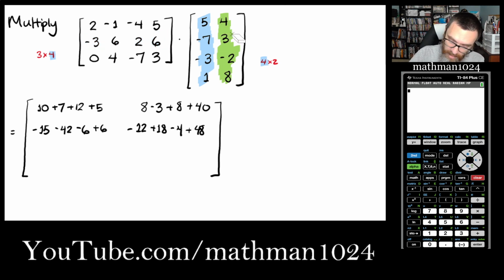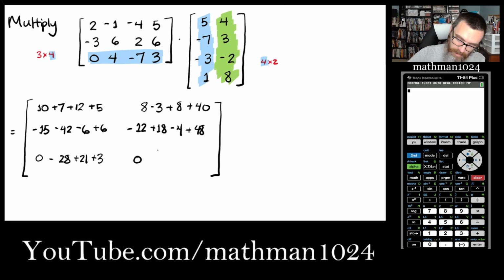And then finally, we move on to the last row, and we're going to do the exact same thing. 0 times 5 is 0. 4 times negative 7 is negative 28. Negative 7 times negative 3 is plus 21. 3 times 1 is 3. And then we multiply that times everything in the second column. So 0 times 4 is still 0. 4 times 3 is 12. Negative 7 times negative 2 is 14. And 3 times 8 is 24.